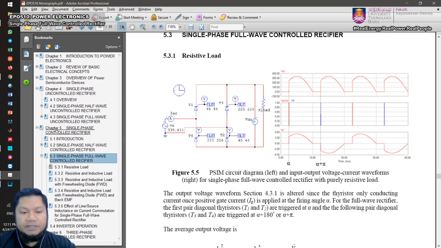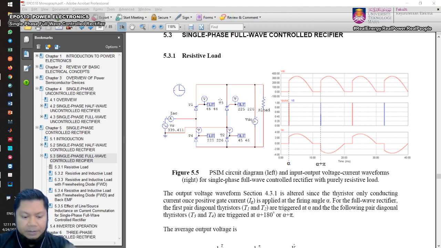That will be under chapter 5, which is 5.3, single phase full wave controlled rectifier. So again, inshallah, you'll be able to understand it quite easily, because this is just an extension of the full wave uncontrolled rectifier. Uncontrolled because we use diodes. It is a controlled rectifier because you utilize thyristors.